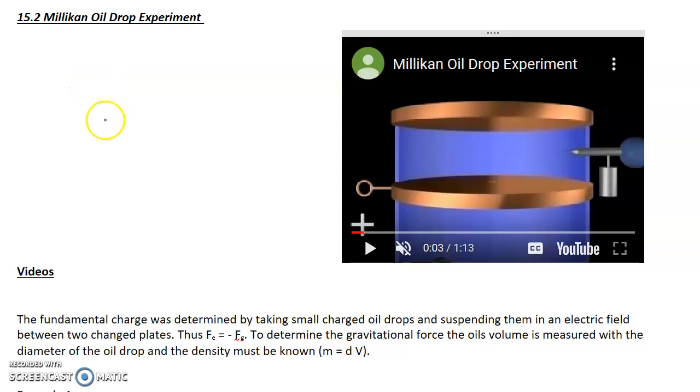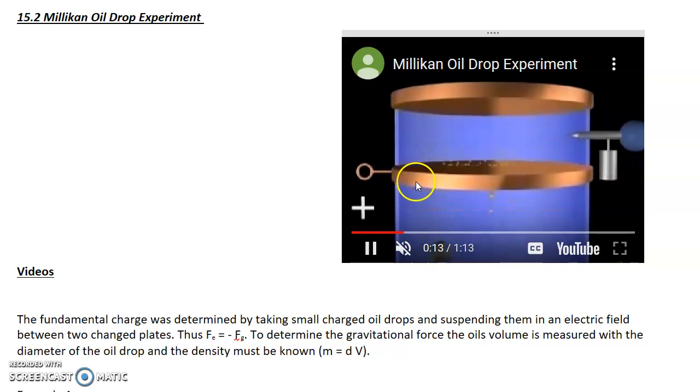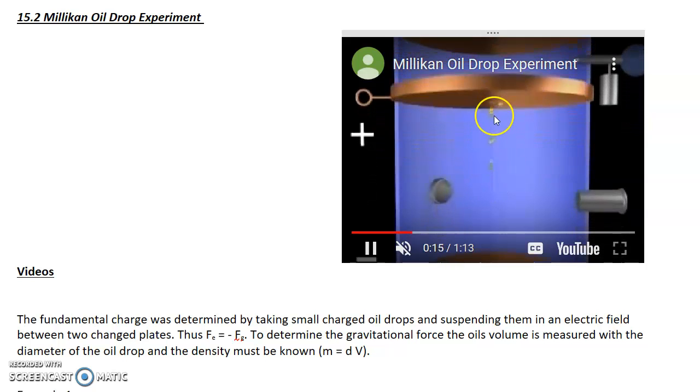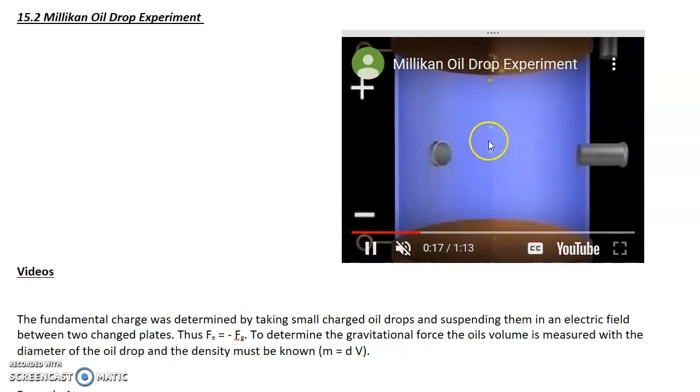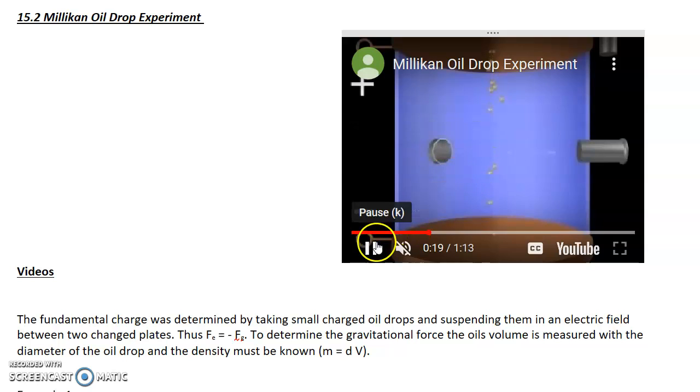Now, a couple of key things here when we're doing this. First thing, essentially we need to know what's going on with the experiment. So what Robert Millikan did is he took a very fine mist of oil drops and allowed it to then fall through this tiny hole here through two charged plates.